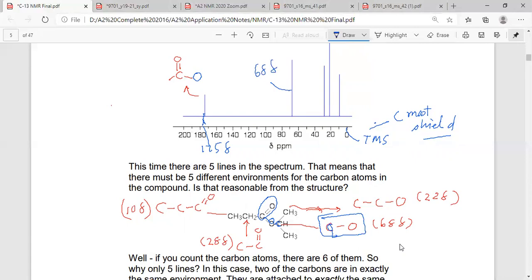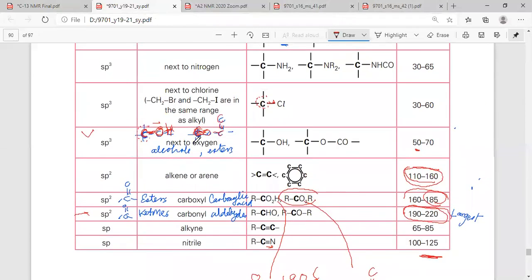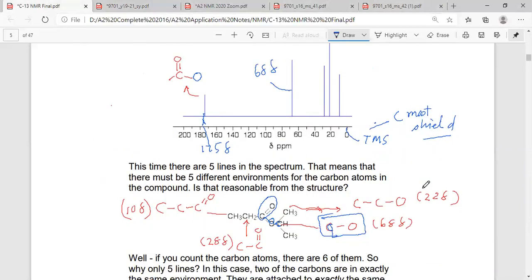Okay, now it's a C to oxygen. Is that not an ester? Yeah. So around this area, 50 to 70, which is correct. 70, of course, the bigger number, because it's got 2 oxygens. So here, how much? 68. Very nice. So this is your C to single bond oxygen. Okay, 68. So we solved these 2.